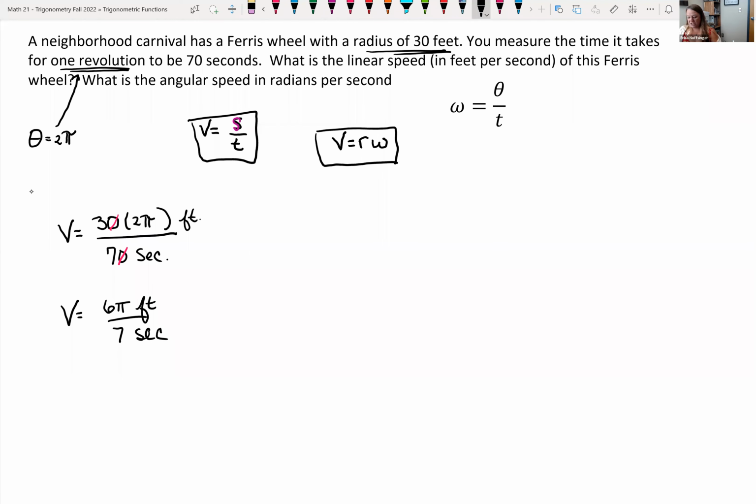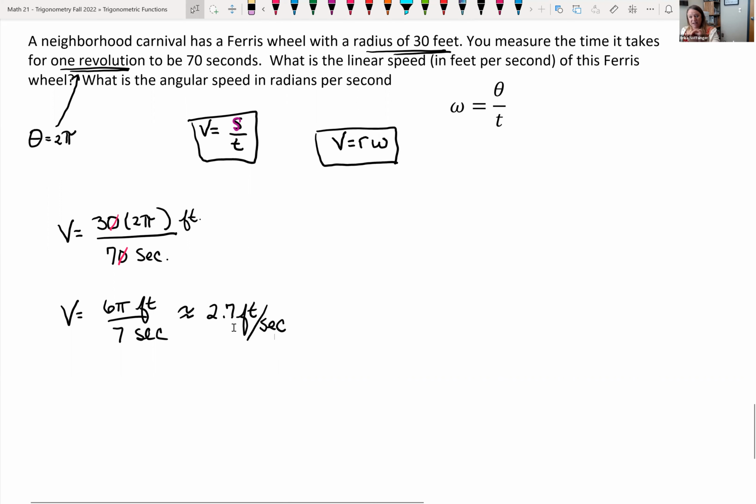So to me, that doesn't make too much sense. So let's get rid of the pi and put that in decimal form. So we have 6 times pi, dividing that answer by 7. And so this is approximately 2.7 feet per second. Okay, so if you were on the car of the Ferris wheel, that's how fast you would be traveling to get around, 2.7 feet per second.